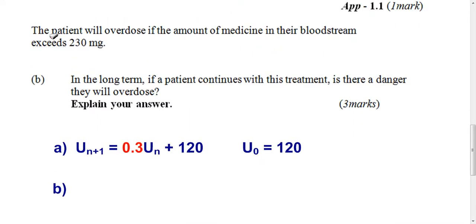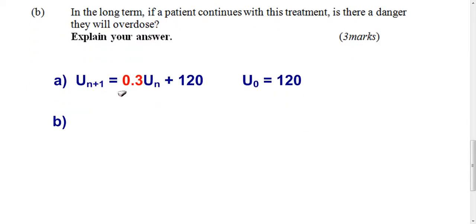Okay, let's continue to read the question. The patient will overdose if the amount of medicine in their bloodstream exceeds 230 milligrams. In the long term, if a patient continues with this treatment, is there a danger they will overdose? So this is a limit question. We need to work out what's going to happen eventually once we go round and round the recurrence relation. What limit is it going to go to?